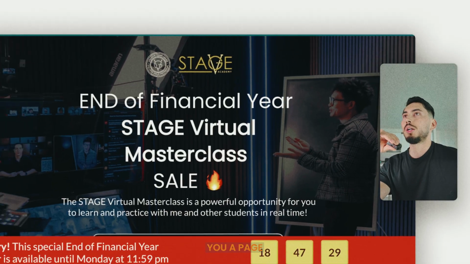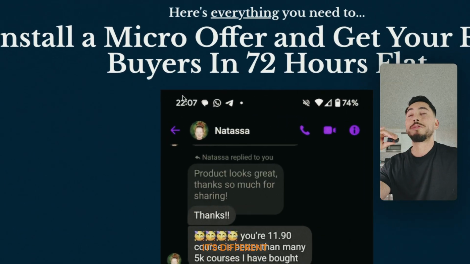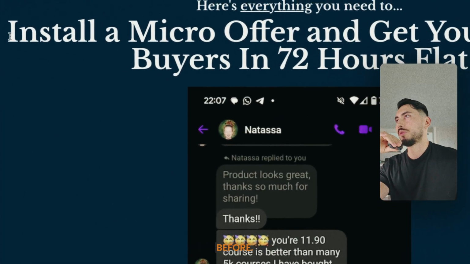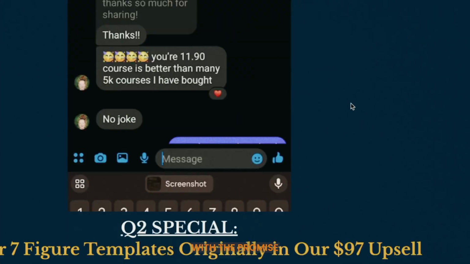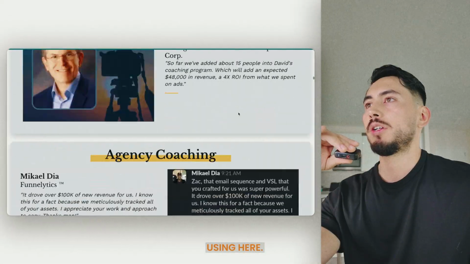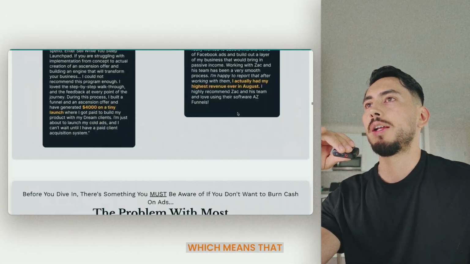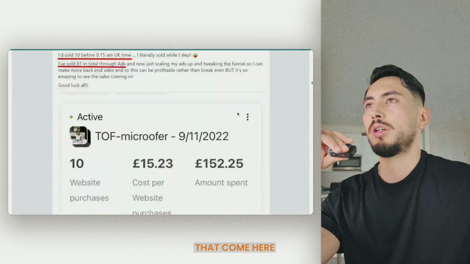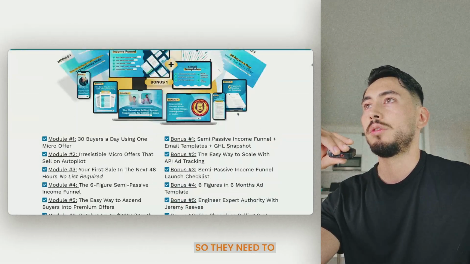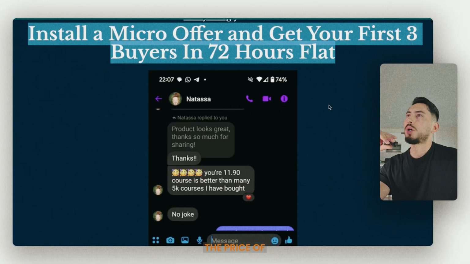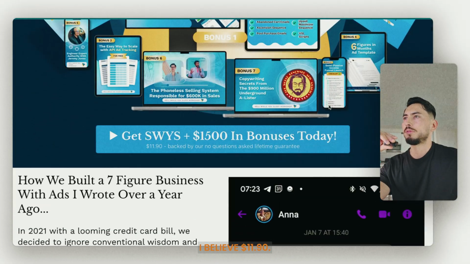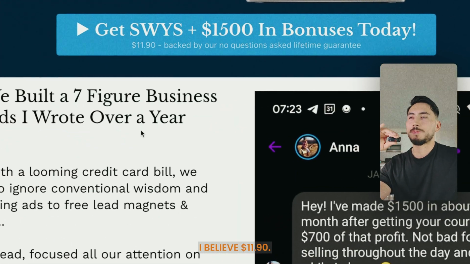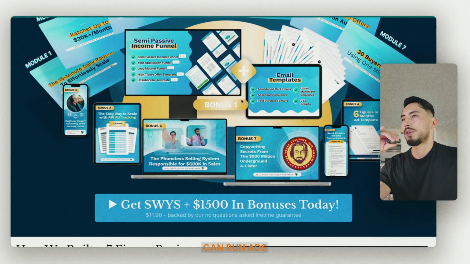Now let me show you a page that is more for a cold market. It's different than every other page that I've seen before, but sure, it starts with a promise, and you can see how much copy there is in here. Also a lot of testimonials, which means that the marketer behind this is very aware that people that come here might not trust this person, so they need to prove it. Plus, the price of this is only $7, I believe. $11.90. So they don't have to do much convincing. You can run ads to this.